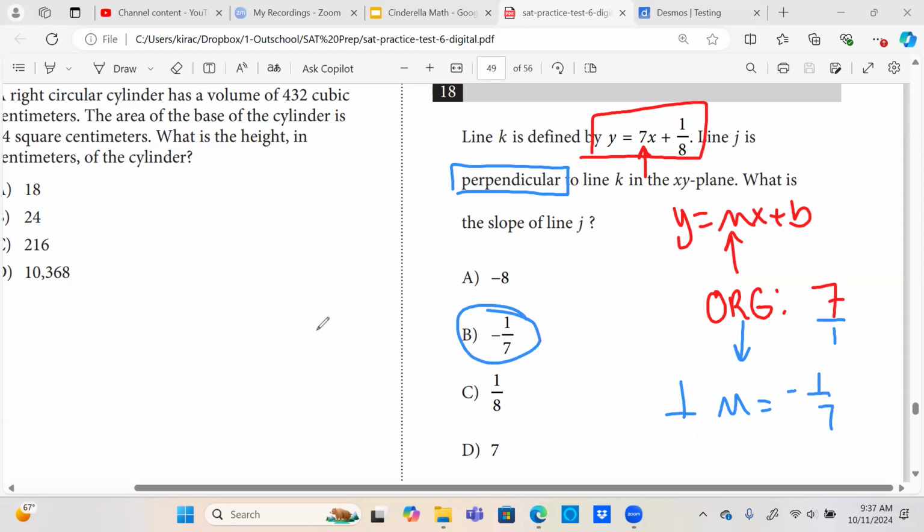That's just something we want to have memorized. If it would have said parallel, those have the same slope. So we would have left it at 7. But perpendicular, you take the original slope, flip it, and negate it. You don't even really need to look at this 1/8. That's the y-intercept. He's really not helping you here. It's all about the slope. Okay.